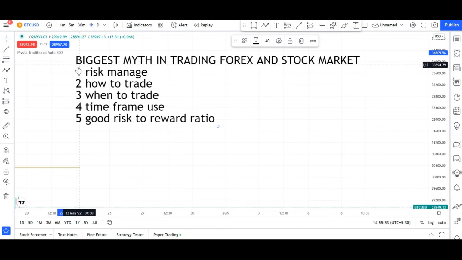So we can firstly talk about some of these few points, and at the end I will tell you the biggest myth of trading in forex and the stock market.